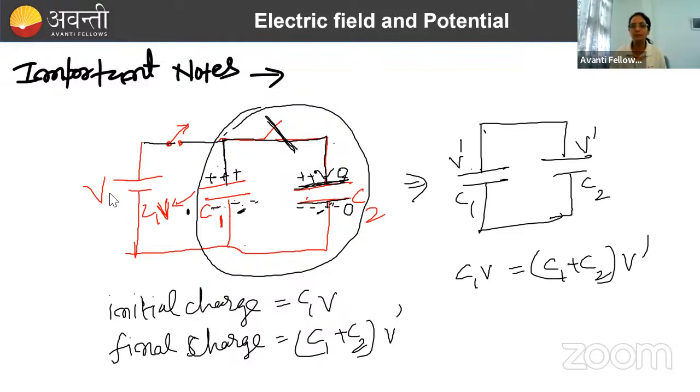We can see what the final charge on C1 and C2 is. We can also see what the initial energy of the system and the final energy of the system were, and how much energy is getting lost. All these calculations we can do now very easily. So now let's jump on to the question.